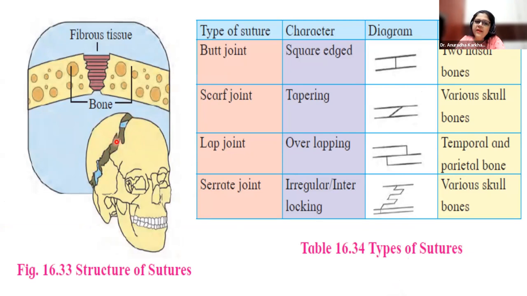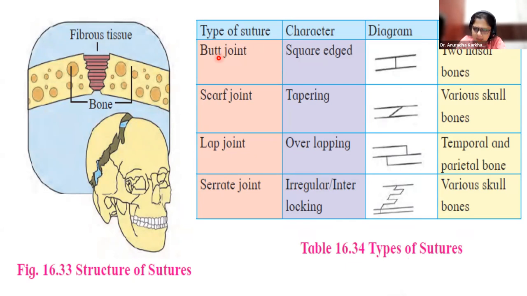Place of growth, where eventually the growth will take place to completely make one unit of this skull. Okay, so look over here. Can you see fibrous tissue? These are the two bones. हम उनके बीच में दो bones को connect कर रहा है अपना fibrous tissue. Right?